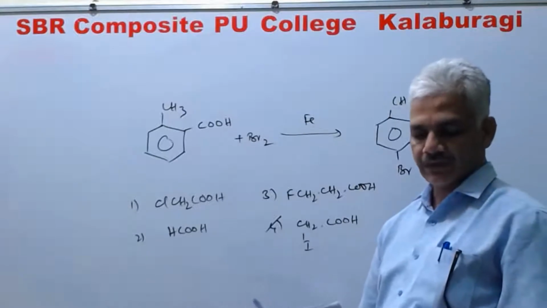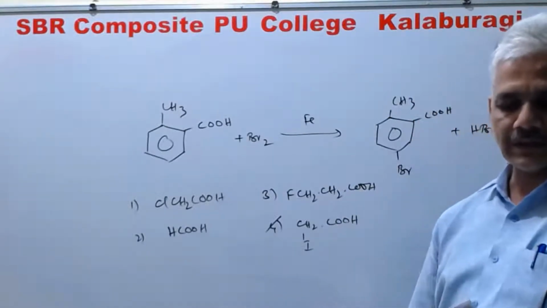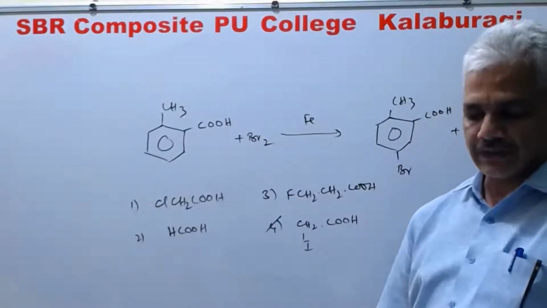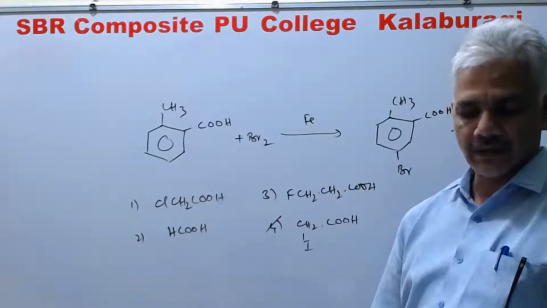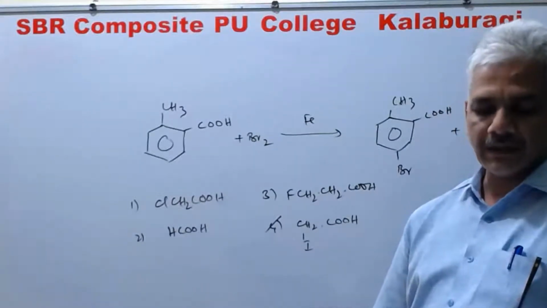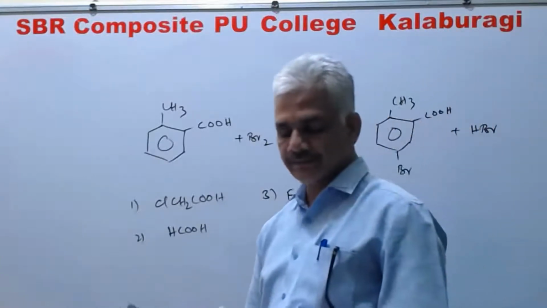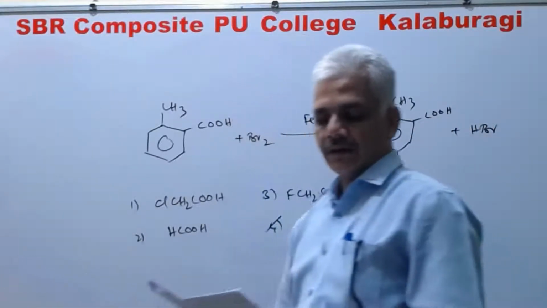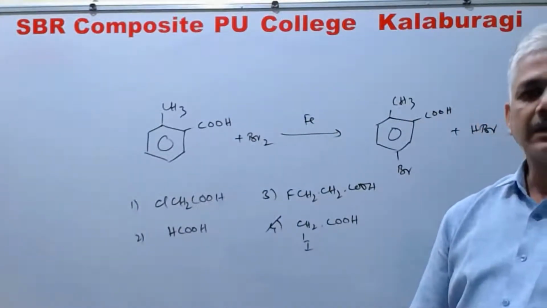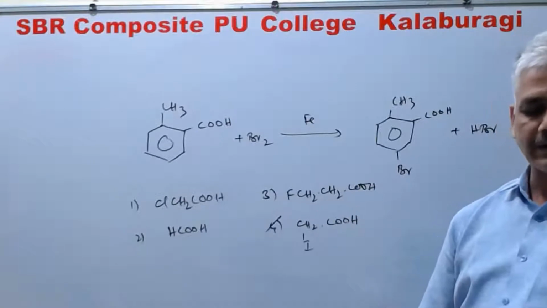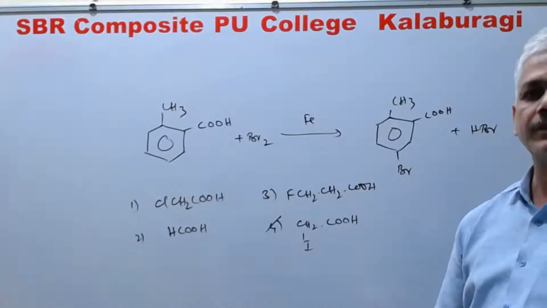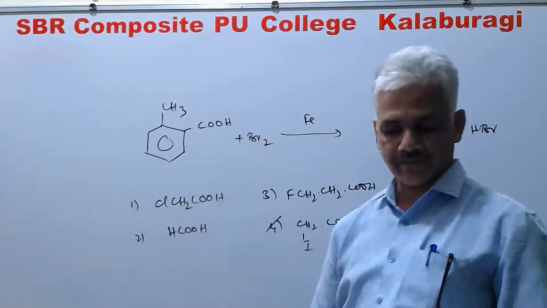Next, fifth question. The term hypnone is used for, given options are benzophenone, acetophenone, acetaldehyde, and none of these. The term hypnone is used for acetophenone. It is obtained by the reaction of benzene with acetyl chloride. It acts as a hypnotic drug and hence is known as hypnone. So for the fifth question, the correct option is the second option.